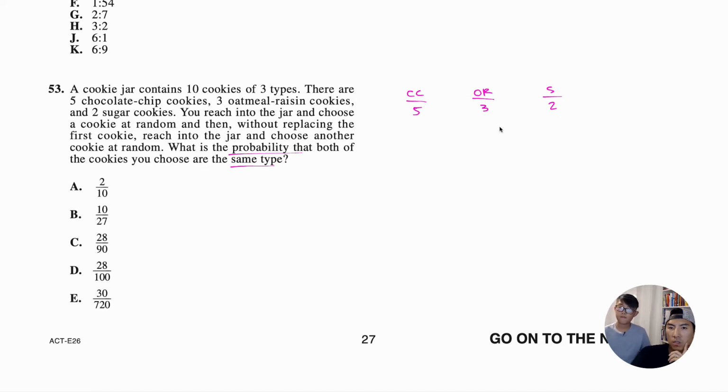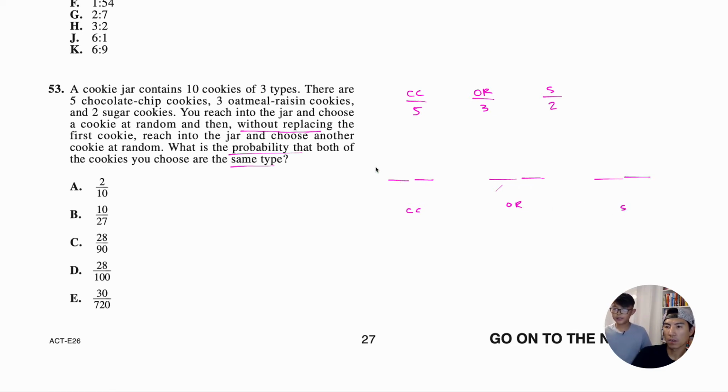You reach into the jar and choose a cookie at random, and then without replacing the first cookie, this is really important, you reach into the jar and choose another cookie at random. What is the probability that both of the cookies you choose are the same type? Okay, so we're going to find the probability that the 2 are chocolate chip, the probability that the 2 are oatmeal raisin, and the probability that the 2 are sugar.